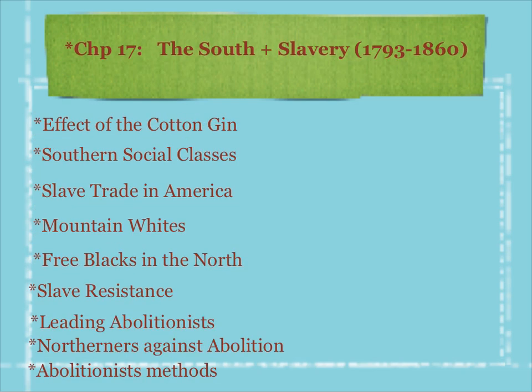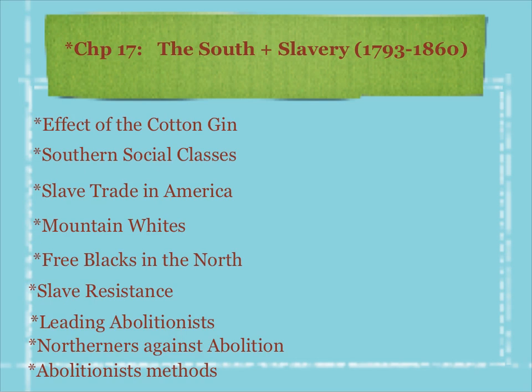Chapter 17, the South and slavery. 1793 to 1860, we see 1793, we think of the cotton gin and how that really increased slavery in the United States. And so that's why it's such an important invention in our history, unfortunately.